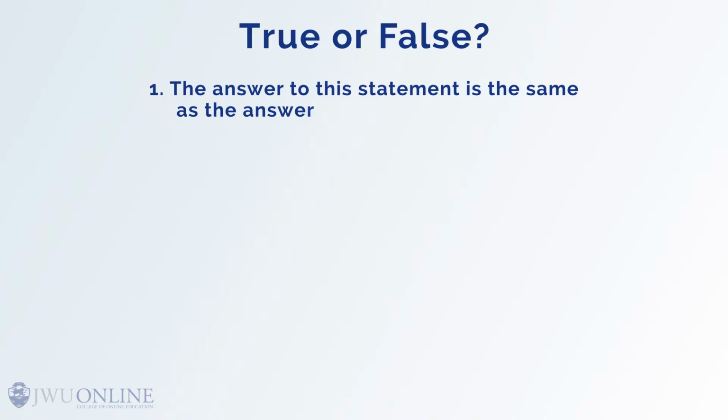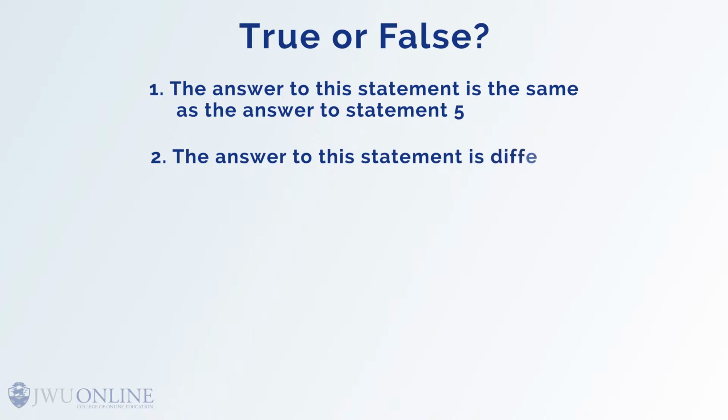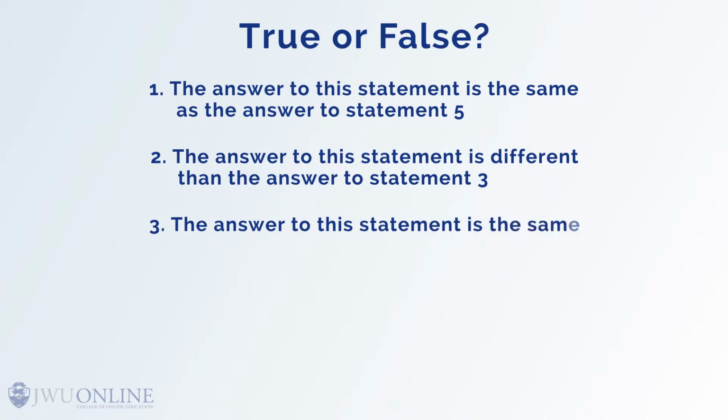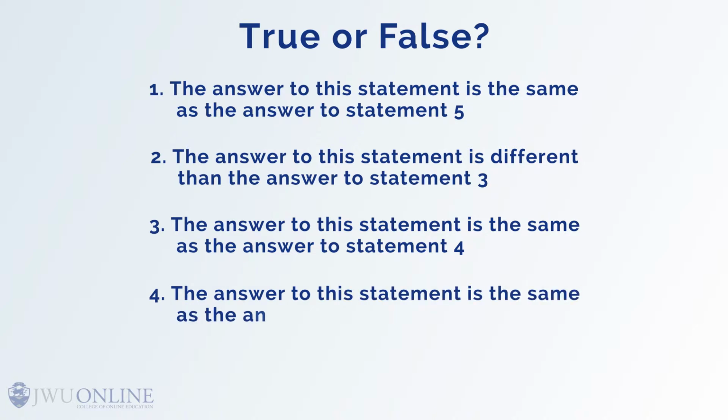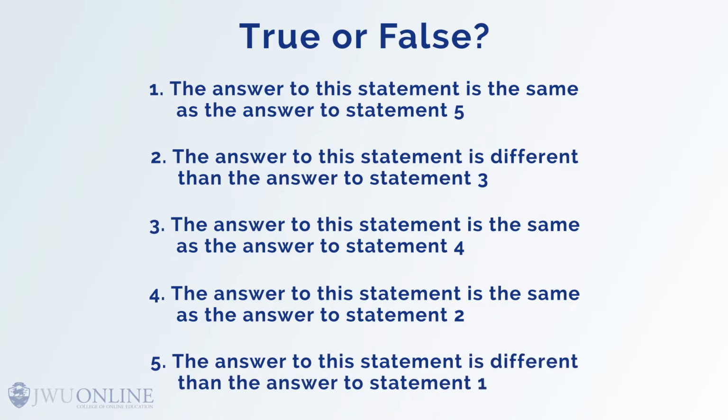Consider this problem. I have 5 questions that are true or false. The answer to this statement, number 1, is the same as the answer to statement number 5. The answer to this statement is different from the answer to number 3. The answer to this is the same as the answer to statement 4. The answer to this is the same as the answer to statement 2. And 5, the answer to this is different than the answer to statement 1. This is the interrelationship of true-false outcomes. So why not pause the video and see if you can figure it out?